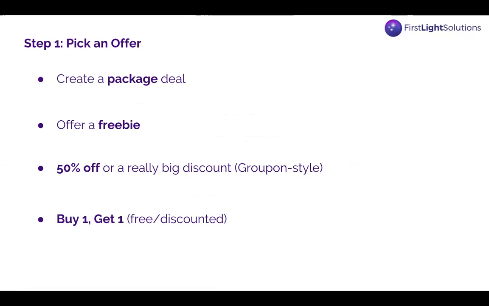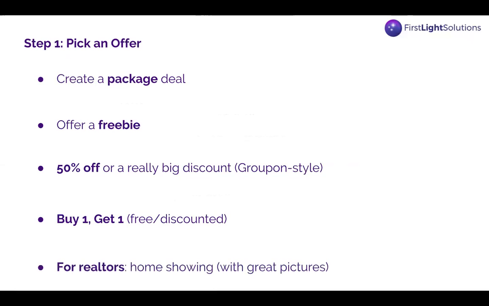The next type of offer is buy one, get one free or discounted. This is a combination of numbers 2 and 3, where you give something away, but then they have to buy something to get that. And in the example I'm going to go through, I am offering a free hair treatment for people who buy any hair service at a salon. It's totally a made-up offer, but this is just an example.